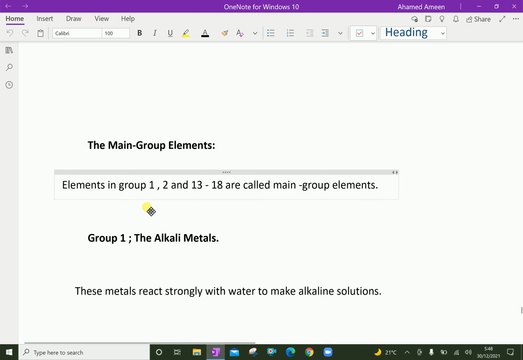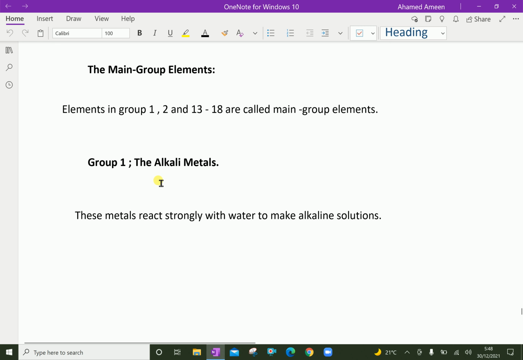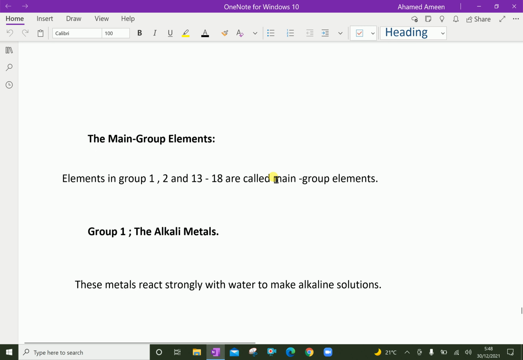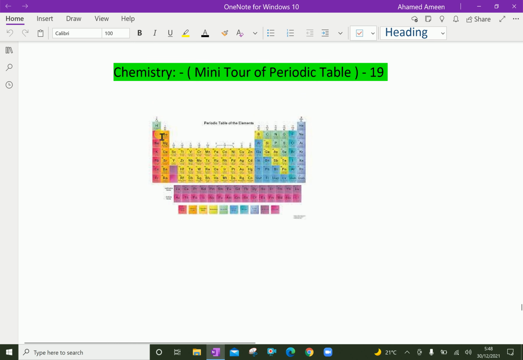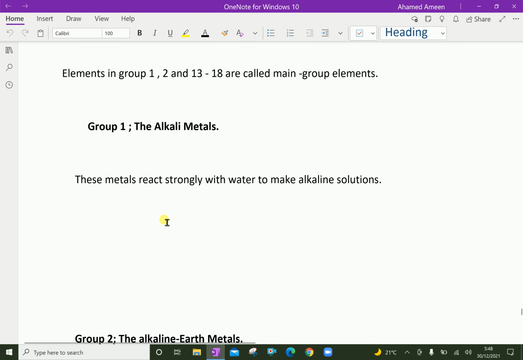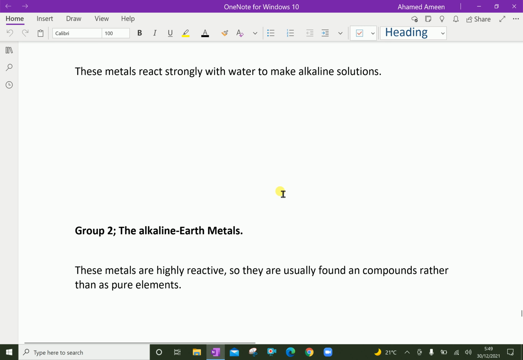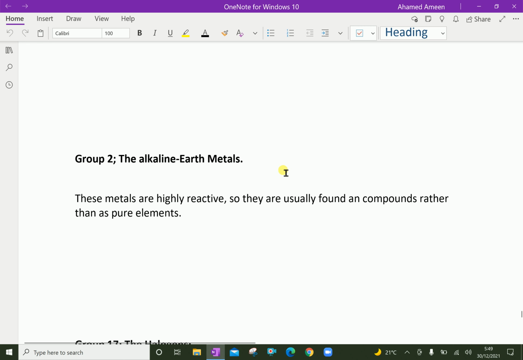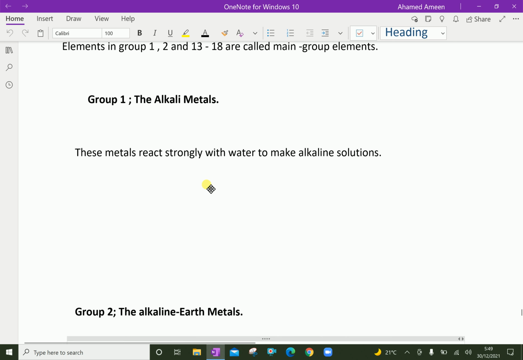Next, group 1, that is the alkali metals. This group 1 consists of alkali metals. These metals react strongly with water to make alkaline solutions. Then group 2, the alkaline earth metals. First we will discuss the alkali metals.